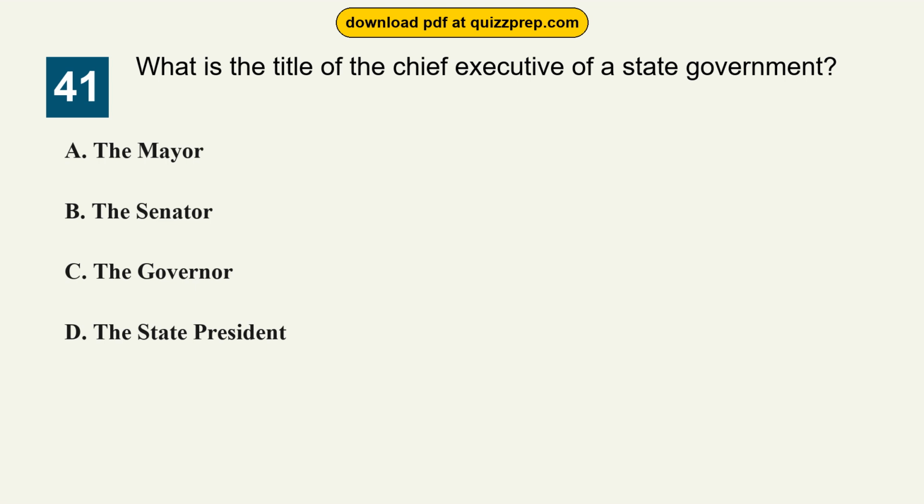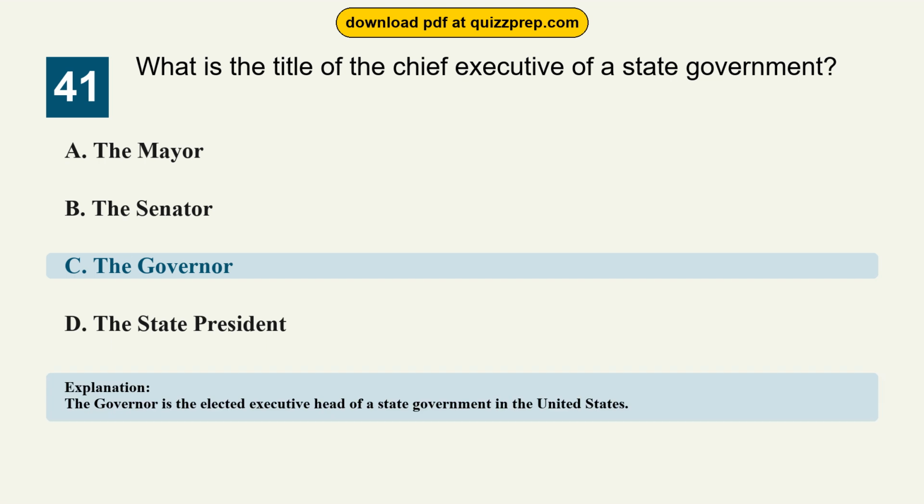Question 41. What is the title of the chief executive of a state government? Option A, the mayor. Option B, the senator. Option C, the governor. Option D, the state president. The correct answer is option C, the governor. The governor is the elected executive head of a state government in the United States.